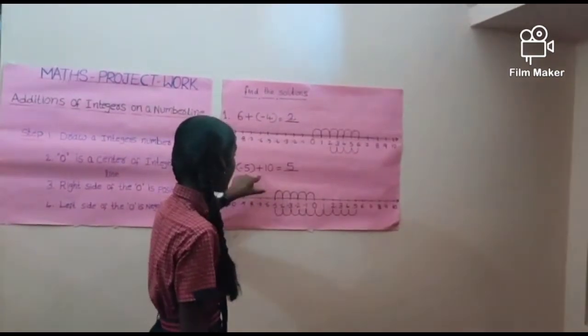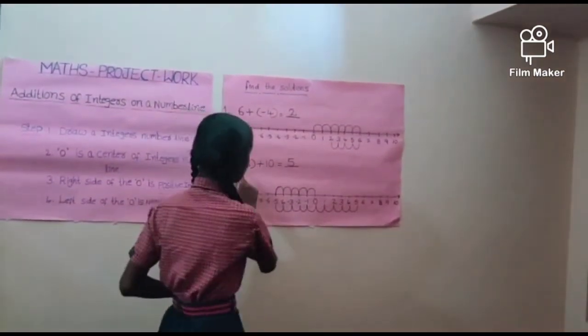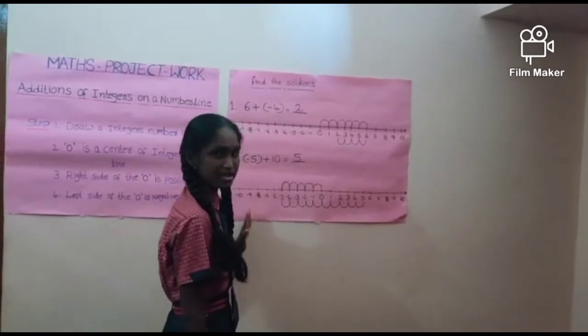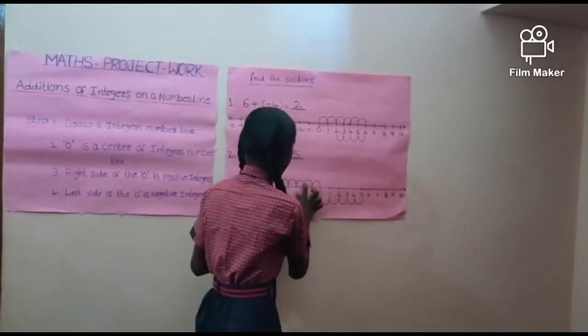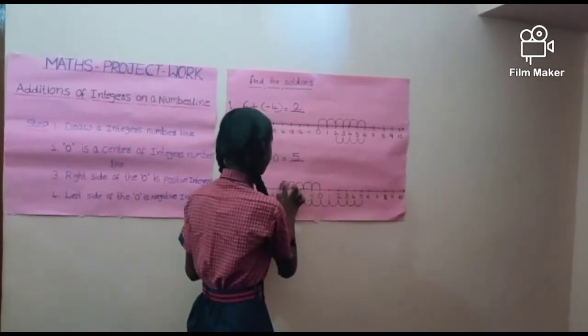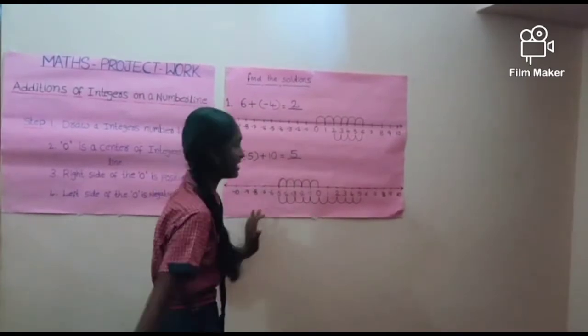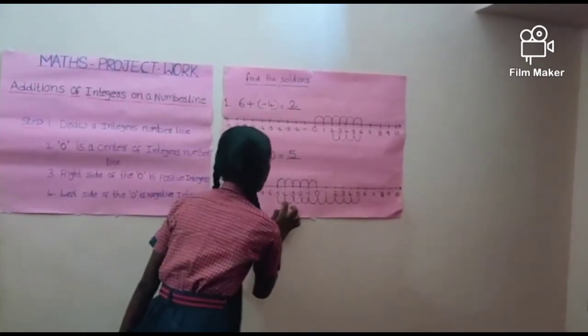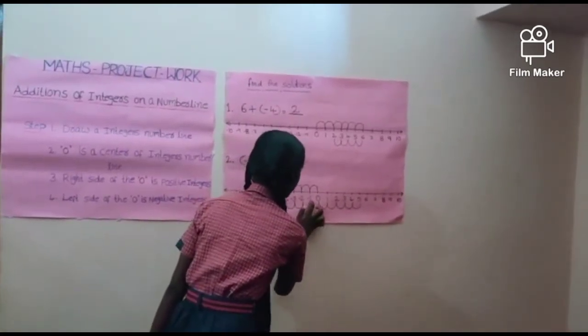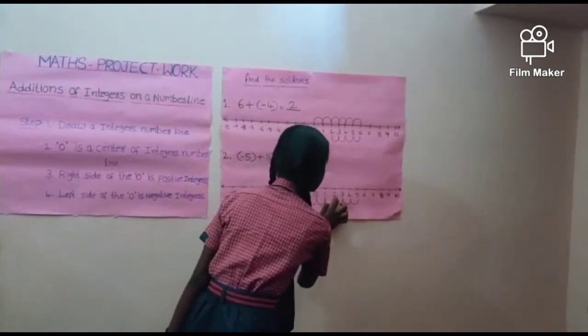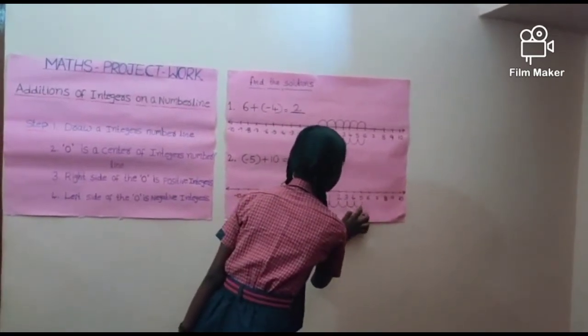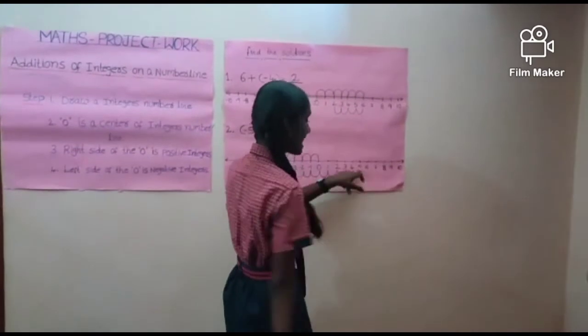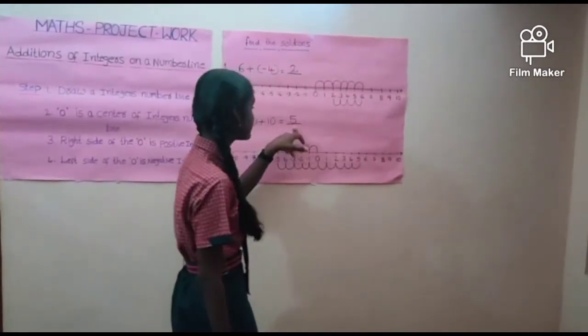Next, negative 5 plus 10. So negative 5, from the 0 we move 5 steps to the left side. 1, 2, 3, 4, 5. And 10 is a positive integer, that's why we move to the right side. 1, 2, 3, 4, 5, 6, 7, 8, 9, 10. So till where have we landed? On 5. So 5 is the answer.